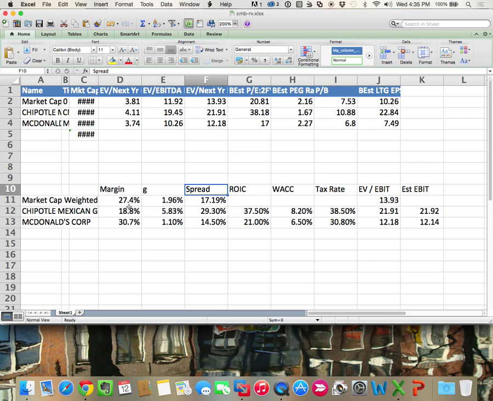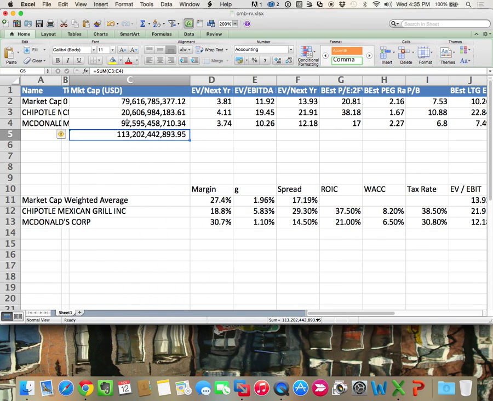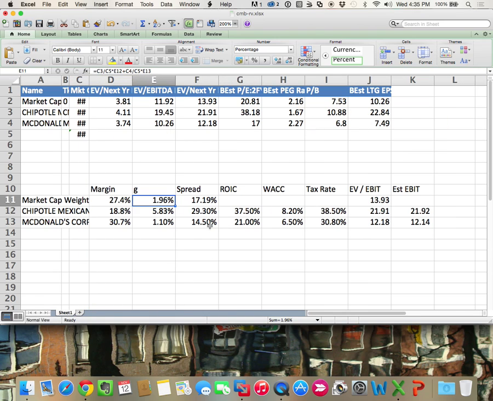Okay? Now this weighted average, I actually calculated a weighted average because the weighted average I exported wouldn't work for a G and a spread. So I did it based on the market cap here. I summed the market cap of Chipotle and McDonald's, took the percentage of the market cap for Chipotle, multiplied by their G, and then took the same for McDonald's, their percentage of the market cap, to get a weighted average. That's more than I asked you to do for this assignment, but I just want to let you know where that weighted average is coming from.